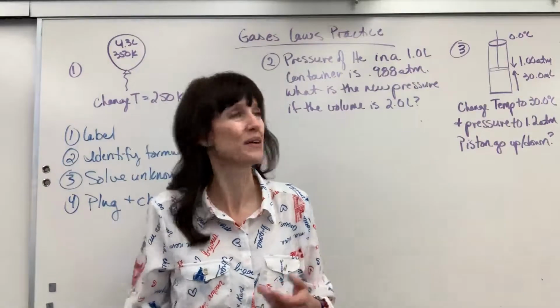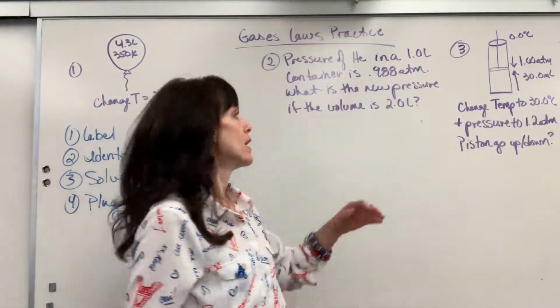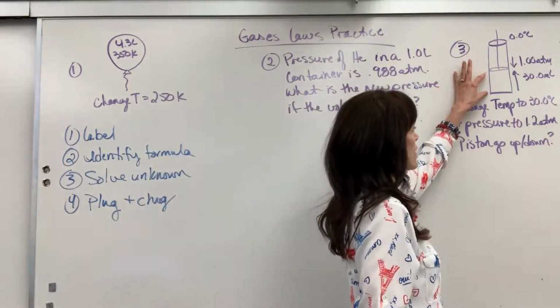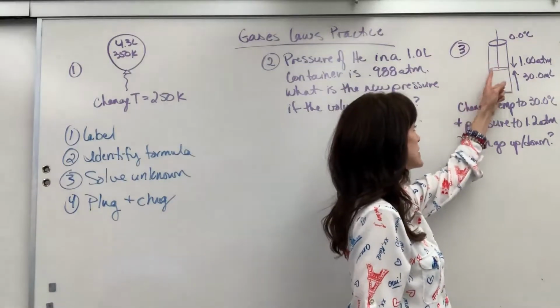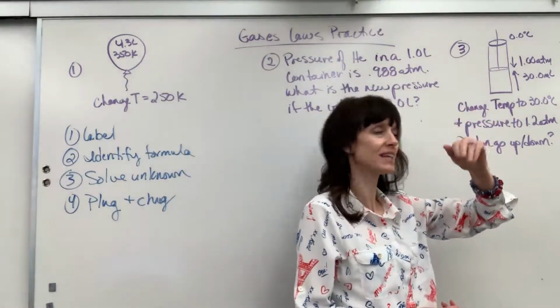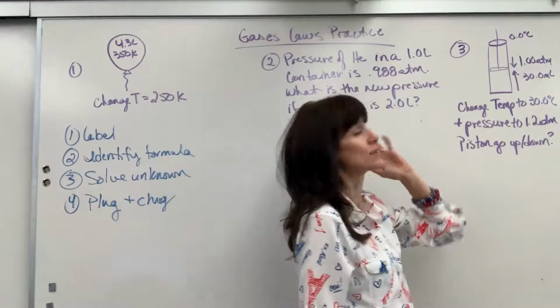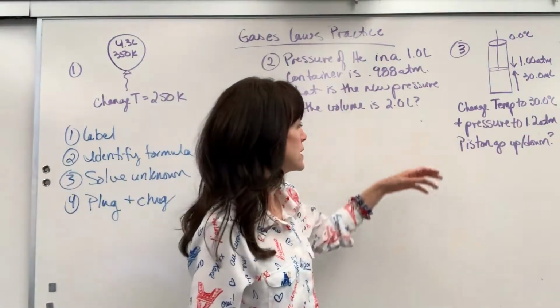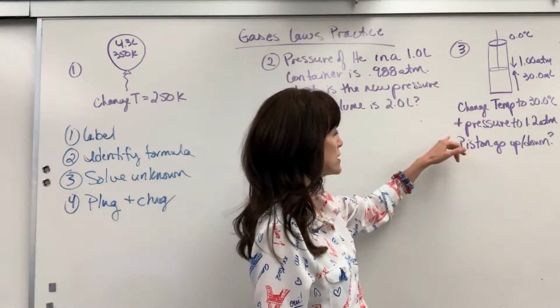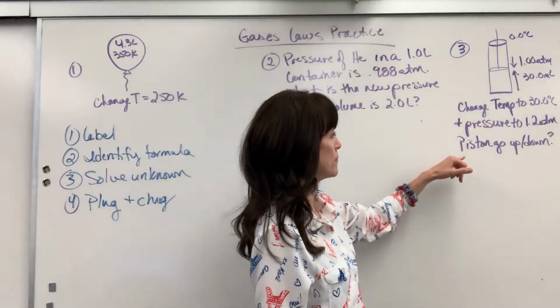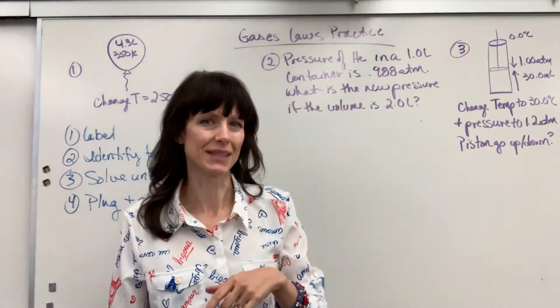Okay, let's look at this number 3. So we have another diagram. It's a piston. So this shows us that we have a volume of 30 mL, and the pressure, this is the piston right there, pushing down inside the cylinder, is 1 atm. We're at 0 degrees C. And it says if you change the temperature to 30 degrees C and the pressure to 1.2 atm, will that piston go up or down?